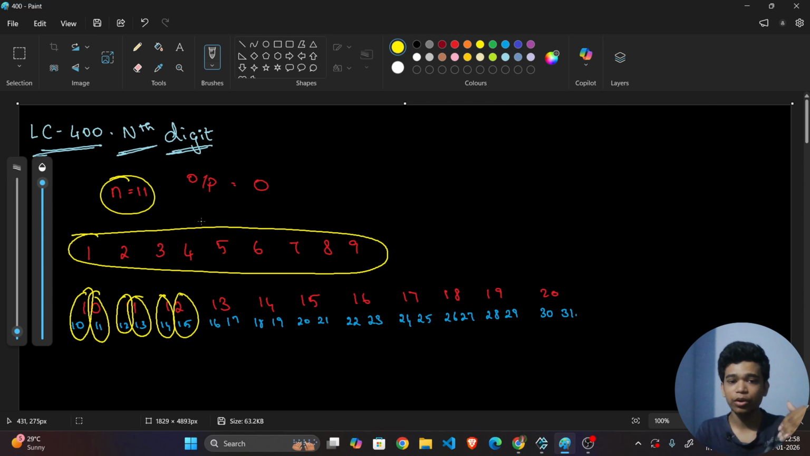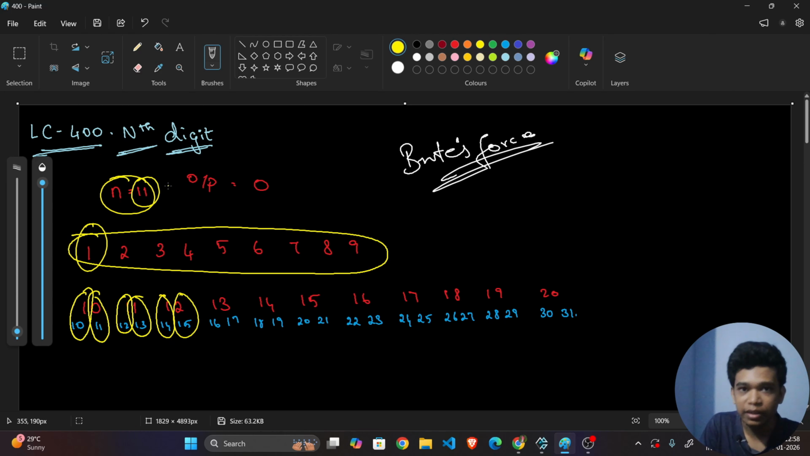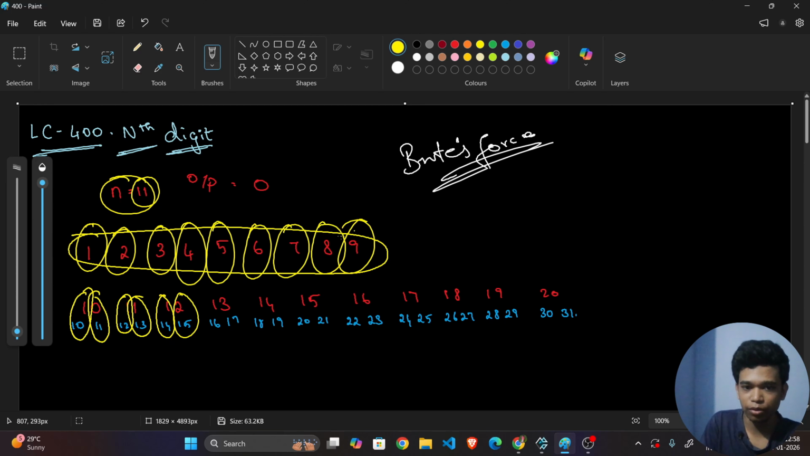And we want to go one by one. Let me write here what the brute force approach is. I will be starting from this 1. Is this 1 less than 11? Yes, so go to 2, which is also less than 11, so go up to the 11th digit. When I come to this 10, I'll be going one by one through its digits also.